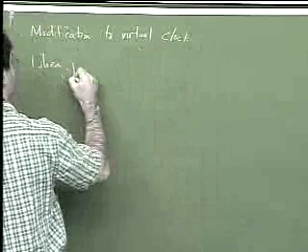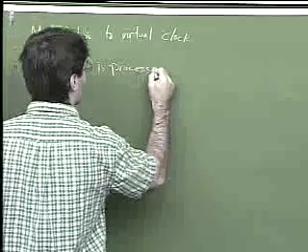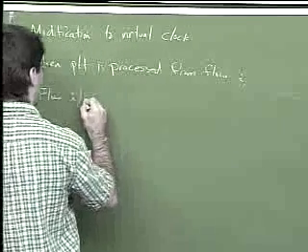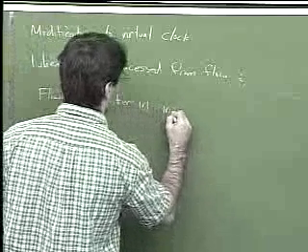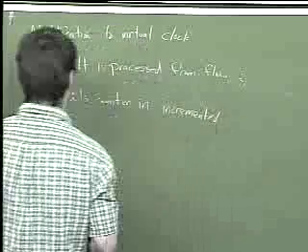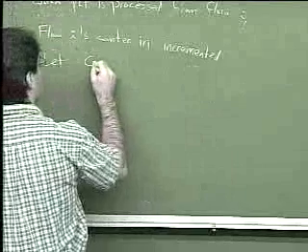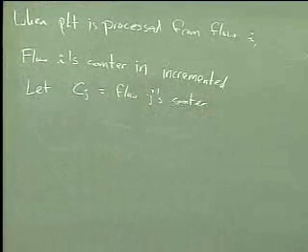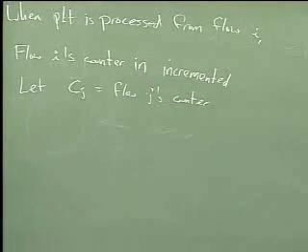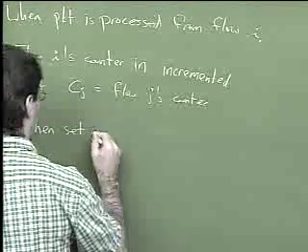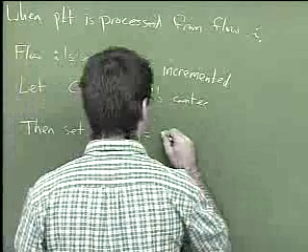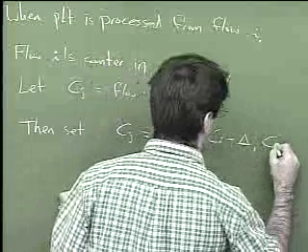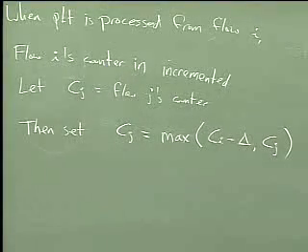Okay. When a packet is processed from flow i, flow i's counter is incremented. Okay, and let C sub j equal flow j's counter. Okay, we've just incremented flow i's counter. Okay, then set C_j equals the max of C_i minus delta, C_j, for all j.